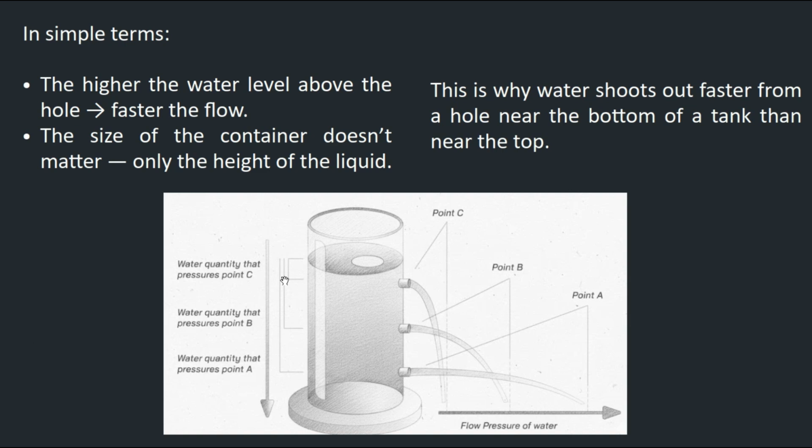Okay, so there's actually one more thing that I missed out in the diagram. The water quantity that applies pressure at point C is this much, while for point B, all of this chunk of water will put the pressure for it to come out, and for point A, all of this chunk of water will put the pressure and this comes out. Again, all this is commonsensical. I think I didn't miss anything.